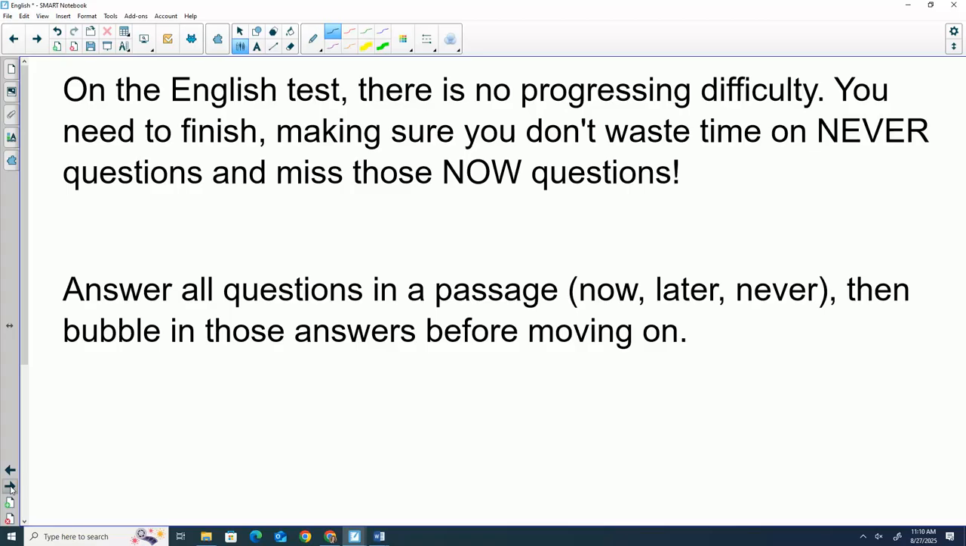But one suggestion I have is to answer all the questions in a passage or a page, then bubble those in. We talked about how it can take a lot of time to read a question, go to your answer sheet, and bubble it. If it doesn't take you too much time, that's fine. But if that slows you down a lot, you might work a page at a time. You answer all the questions on that page, then you go fill in your bubble sheet for that page. And just make sure you're watching your question numbers as you go through that.